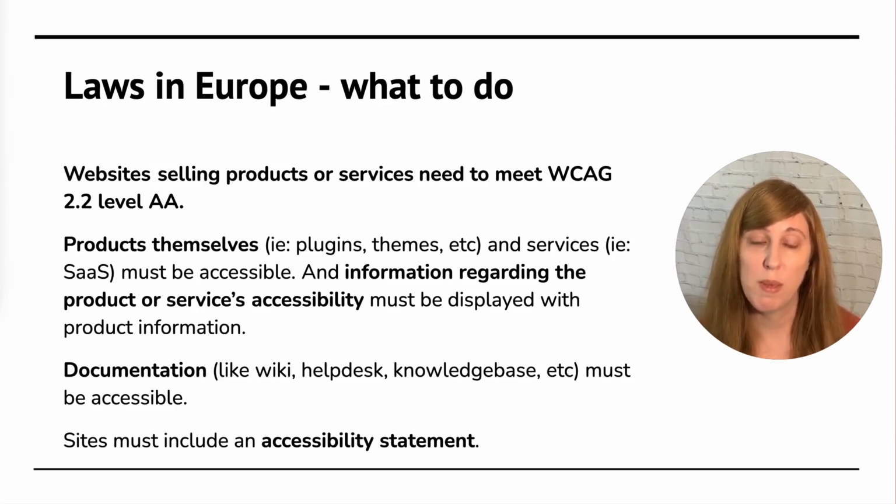So if you have a page about a theme that you are selling, you have to include the accessibility information about the theme right along with the rest of the sales content. You also have to ensure that your documentation to support the theme, such as a wiki, a help desk, a knowledge base, etc., is also accessible. And finally, you have to make sure that your website includes an accessibility statement.